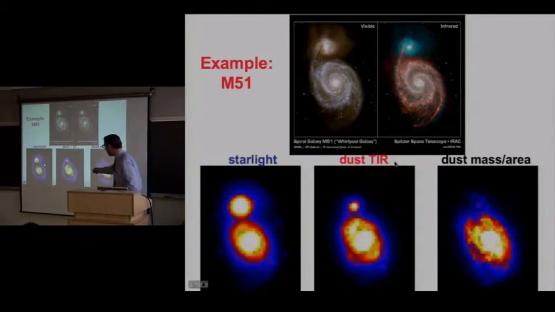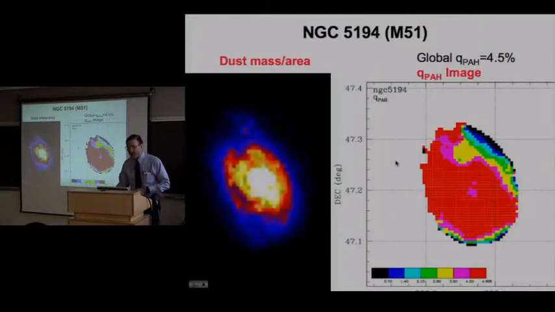So if you degrade the starlight distribution, you can't even see the spiral arms anymore. If you degrade the dust total infrared power, you can see the spiral arms a little bit. The dust mass per area, you can sort of see the spiral arms. They're not as conspicuous as they are in just the power. So the dust mass is not as concentrated as the spiral arms. And you can do the same thing for the PAH fraction. So for every pixel here, we independently derive the best fit PAH fraction.